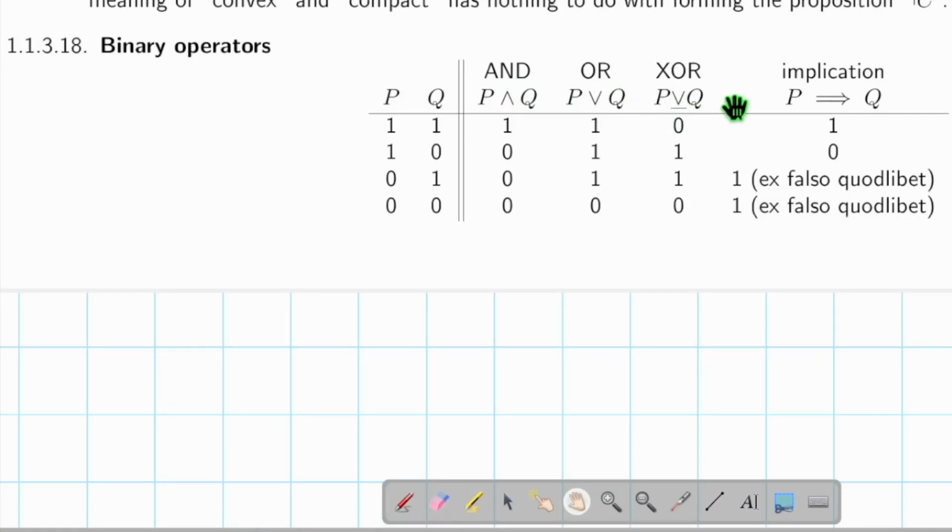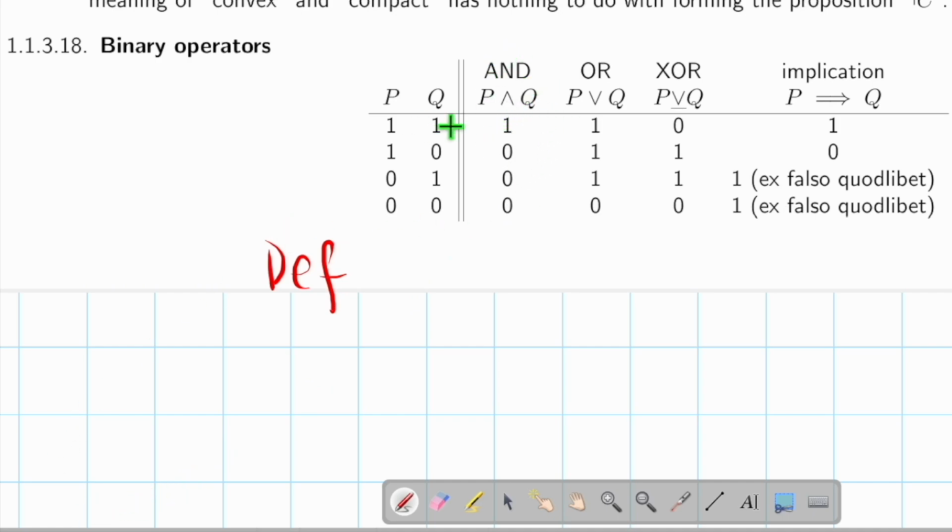And, or, exclusive or, an implication. So this thing is called a truth table. This table is by definition, DEF. That means why there's a 1 here and why there's a 0 here is by definition. We don't argue why there's a 1 here or a 0 here.